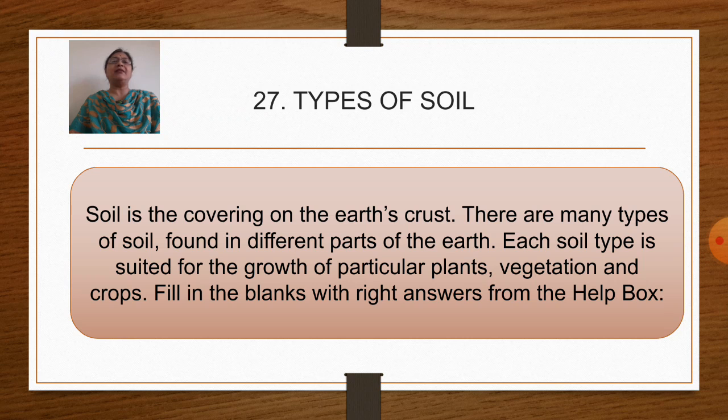Students, today we will start our new lesson number 27, Types of Soil. Soil is the covering on the earth crust. There are many types of soil found in different parts of the earth. Each soil type is suited for the growth of particular plants, vegetation, and crops. Fill in the blanks with right answers from the help box.